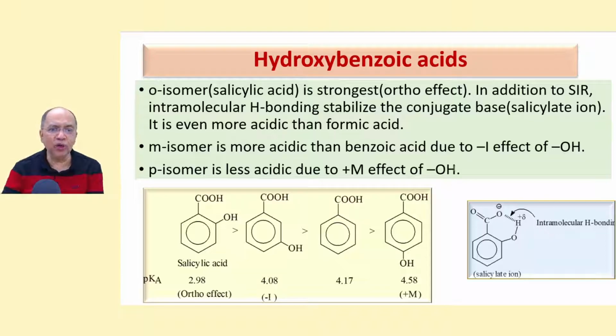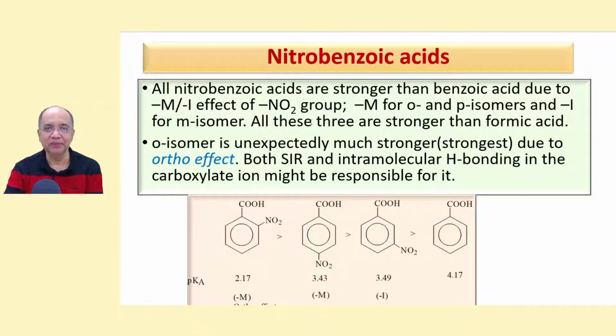So both SIR and intramolecular H bonding are responsible for the ortho effect here. Had it been only the plus M effect like phenolic compounds, then an ortho plus M group would reduce the acid strength compared to phenol. Here no such thing. Here the SIR ortho effect comes into the picture to make the ortho substituted acid the strongest. May it be a plus M group, doesn't matter.